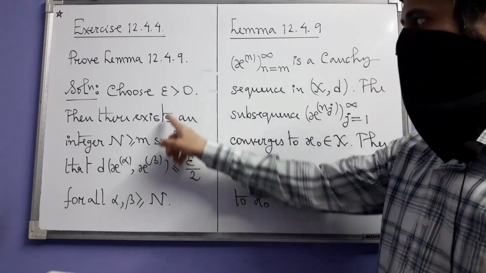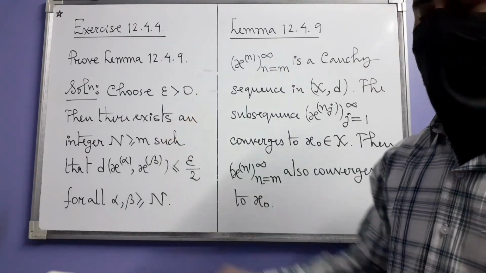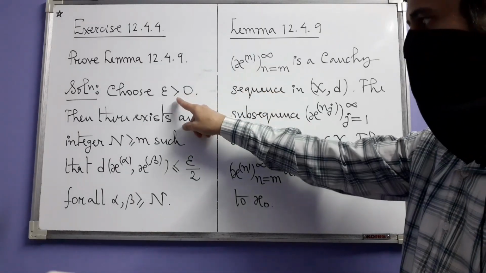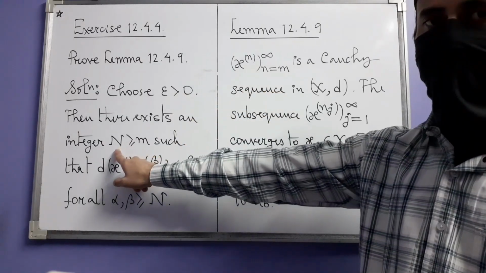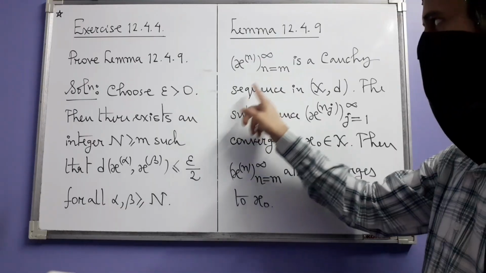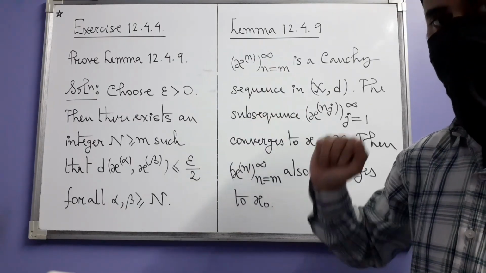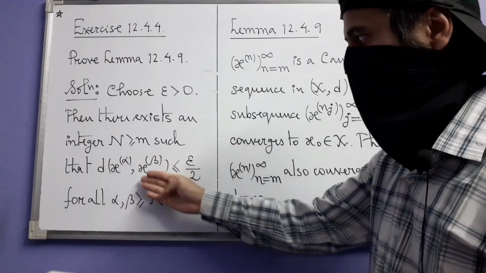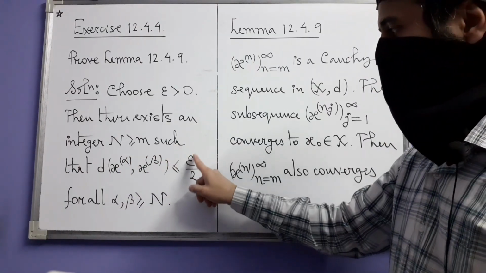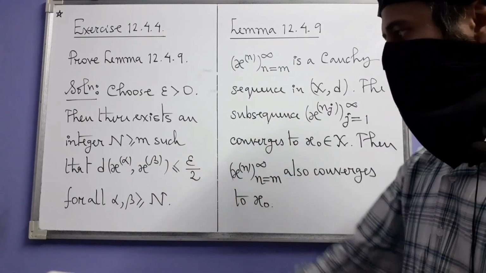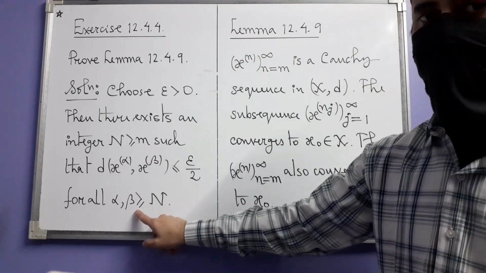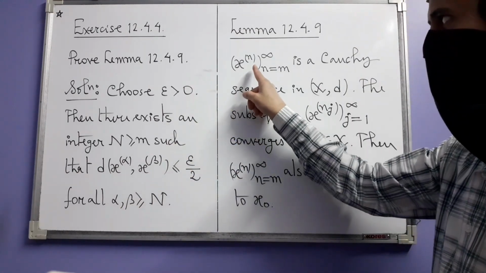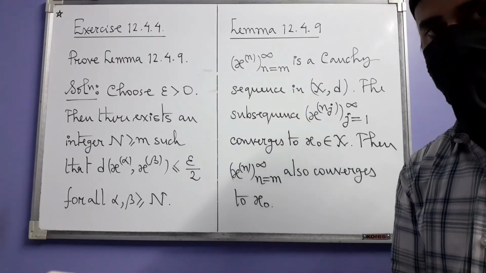We start the solution by choosing a positive epsilon. Because the sequence x_n is a Cauchy sequence, for this epsilon there will exist an integer capital N greater than or equal to small n, which is the starting value of the index n, such that the distance between the two terms x_alpha and x_beta is less than or equal to epsilon divided by 2 for all levels alpha and beta greater than or equal to N. This happens just because this is a Cauchy sequence.